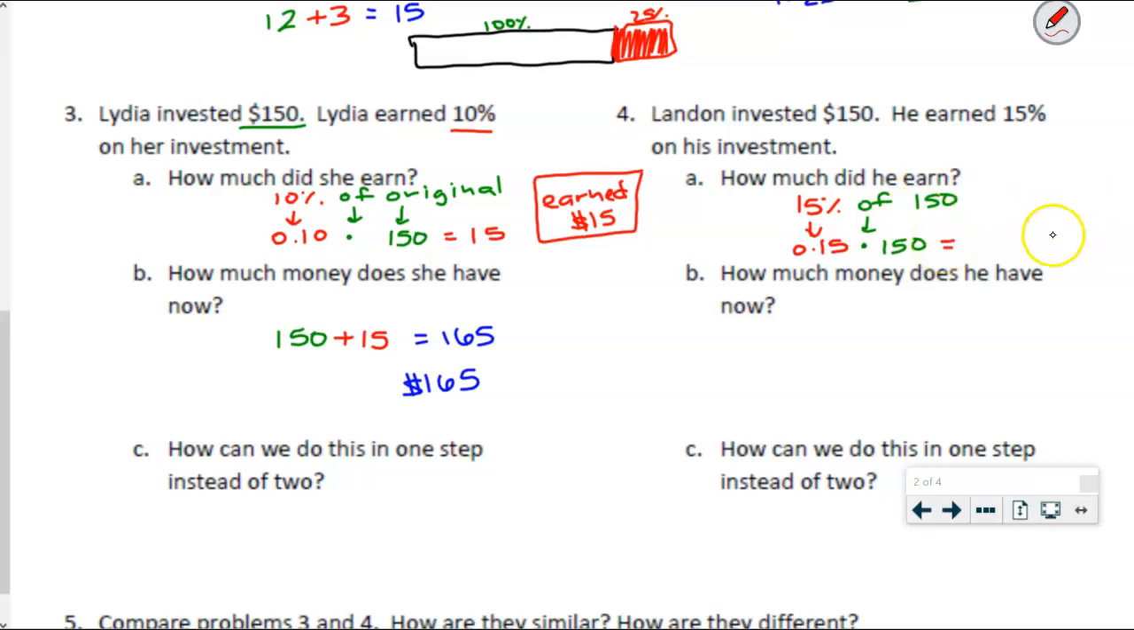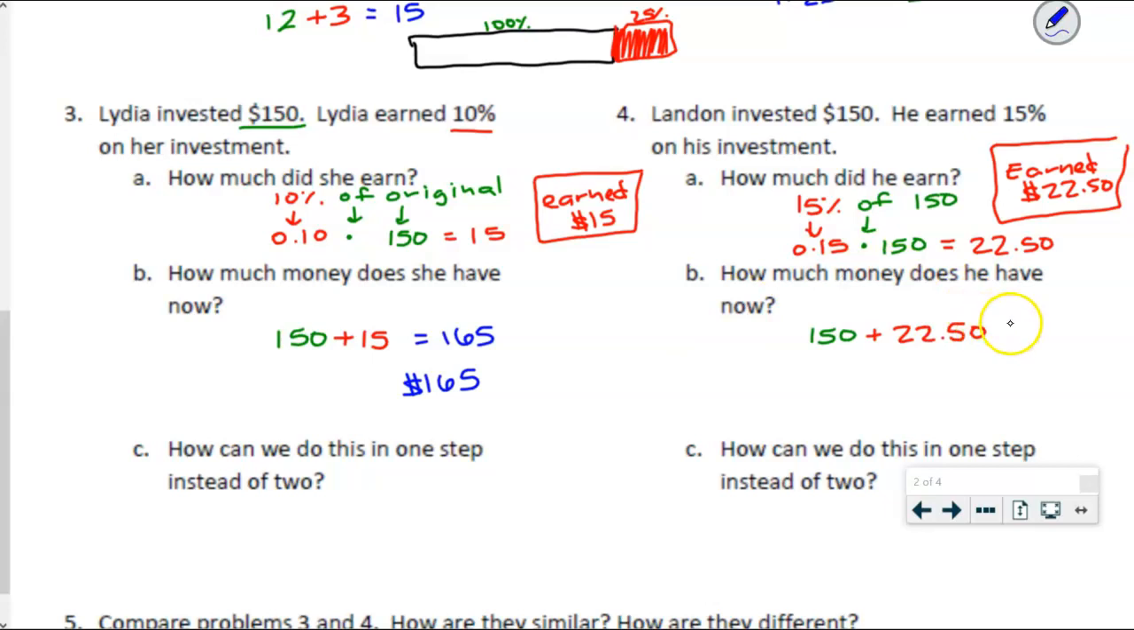Brooklyn. Thank you. That means Landon earned 22.5, which really means Landon earned $22.50. How much money does Landon have now? He started off with $150, but he just earned 22.5. That means Landon now has, Aaliyah? Yes.